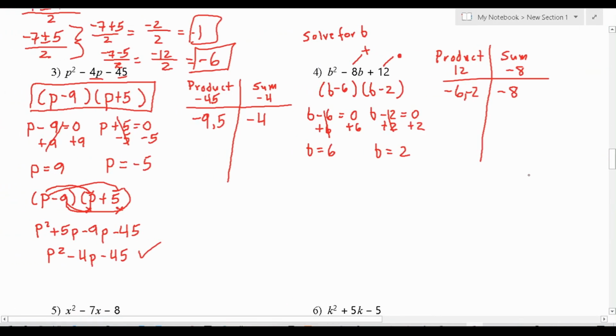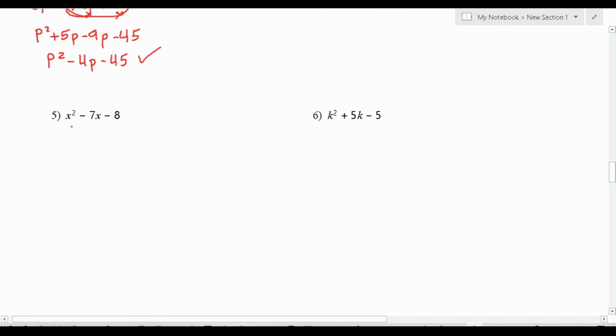Let's go ahead and move on to, and I think I said number 5 is the one that's going to trip you up. It's actually going to be number 6. So let's go ahead and work on number 5. Again, this is going to be x and x. We're looking for two factors that have a product of negative 8 and add to negative 7. Let's go ahead and use our chart if we still need to. Once we get past number 6, I'm going to stop using the chart. We should be able to do it mentally. Again, they have to have a product of negative 8 and sum of negative 7.